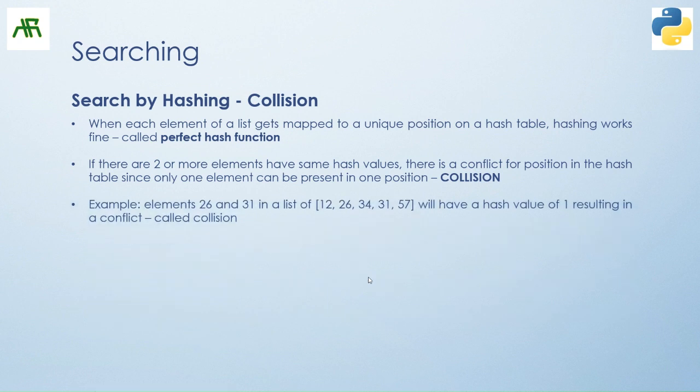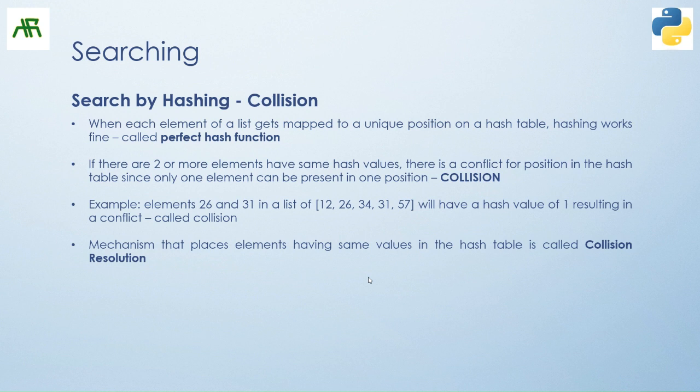Elements 26 and 31 in a list of 12, 26, 34, 31, and 57 will have a hash value of 1. Here we have 5 elements, and dividing by 5 will end up with 1 as the remainder for 26 and 31. And this particular conflict is also known as collision. The mechanism that places elements having the same hash values in the hash table is called collision resolution. There are many ways of collision resolution, but we are not going to talk about them in this particular session.